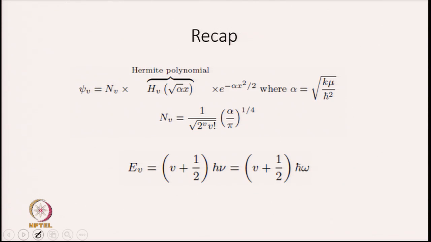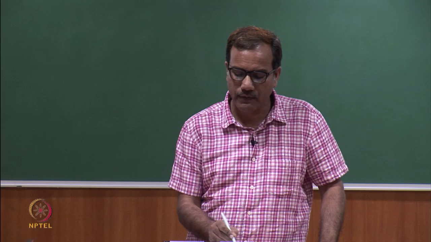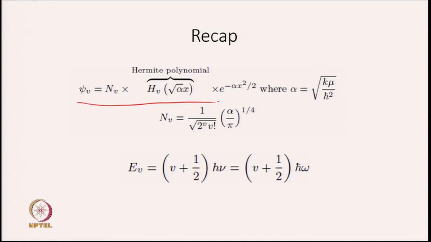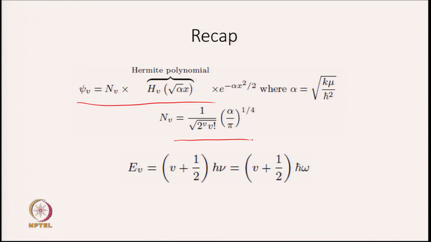When we solved the Schrödinger equation for the vibrational or harmonic oscillator, what we got is a wave function. The wave function is given by this formula, where N_V is the normalization factor, and then you have a Hermite polynomial multiplied by exponential minus alpha x squared by 2. So, this is your allowed wave function for a vibrational level. N_V is given by this formula, and alpha is in terms of reduced mass and force constant. You can also calculate the energy of various vibrational levels, given by (V plus half) h nu or (V plus half) h bar omega, where nu is the frequency and omega is the angular frequency.